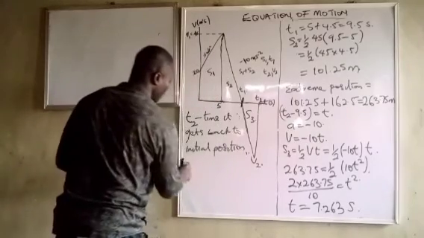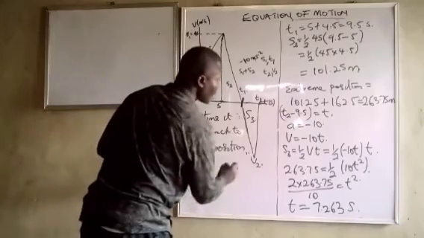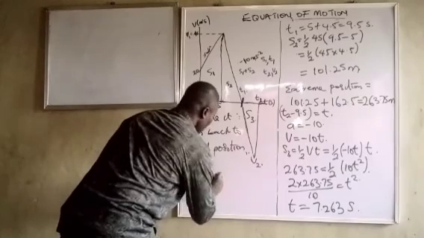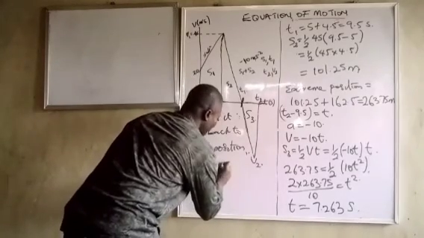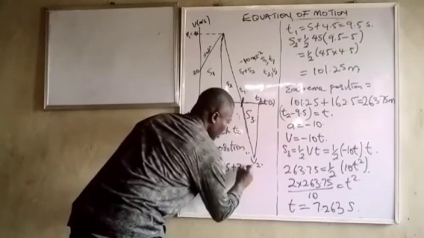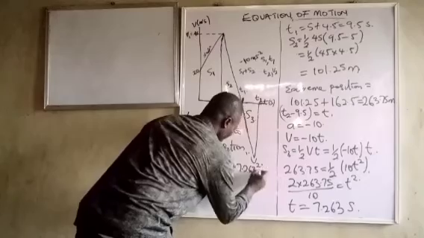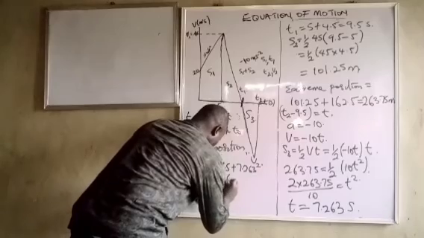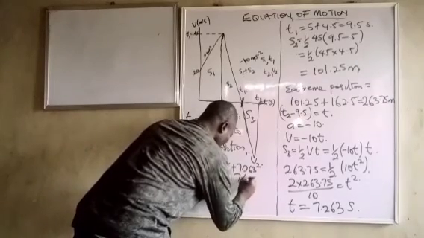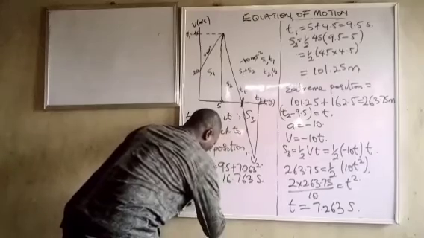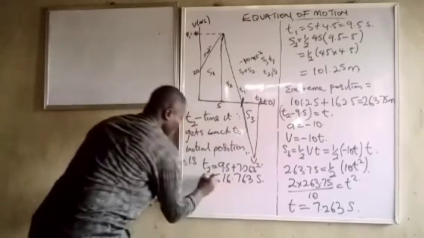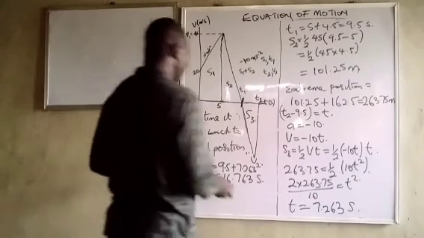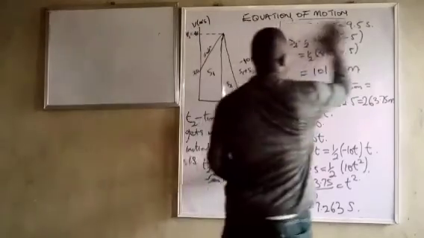T2, the time it gets back to initial position, will be equal to 9.5 plus 7.263, which equals 16.763 seconds, approximately 16.73 seconds. Now let's check what the final velocity will be.